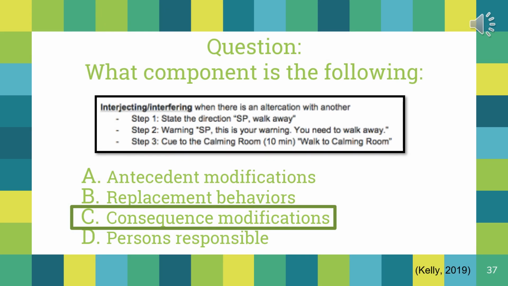The answer to the previous question was C, consequence modifications. It states what to do after the behavior of interest occurs. I'll give you some time to get that answer filled in on your homework sheet.